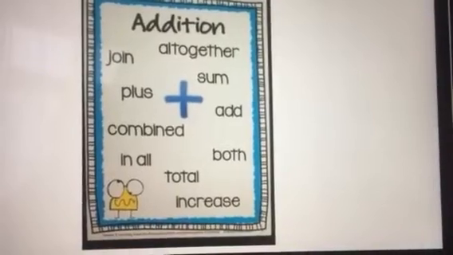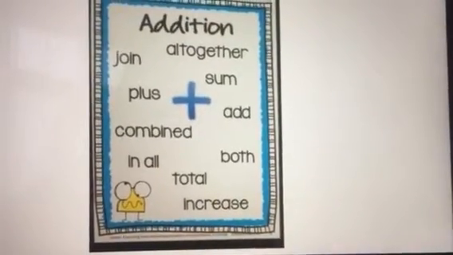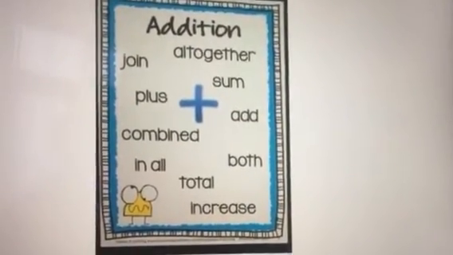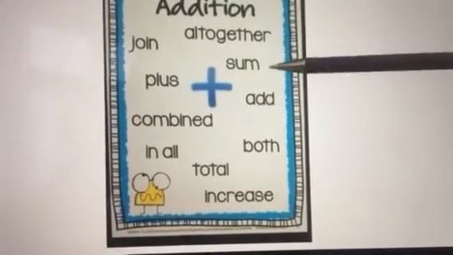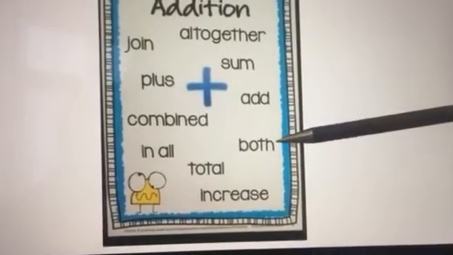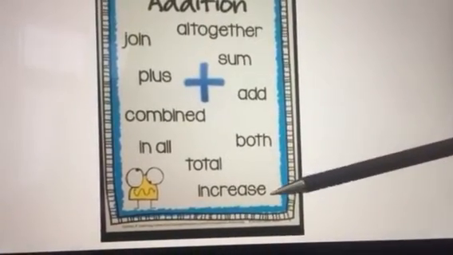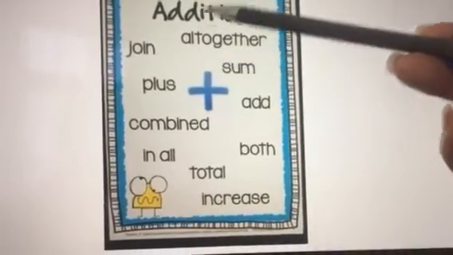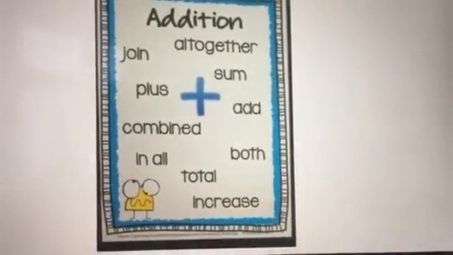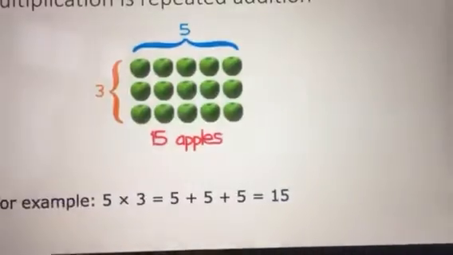And so one of the key things is to remember what words are associated with addition, for instance. Words like altogether, the sum, to add, both, total, increase, in all, combined, plus, and join. Those are all telling us we're probably looking at addition.